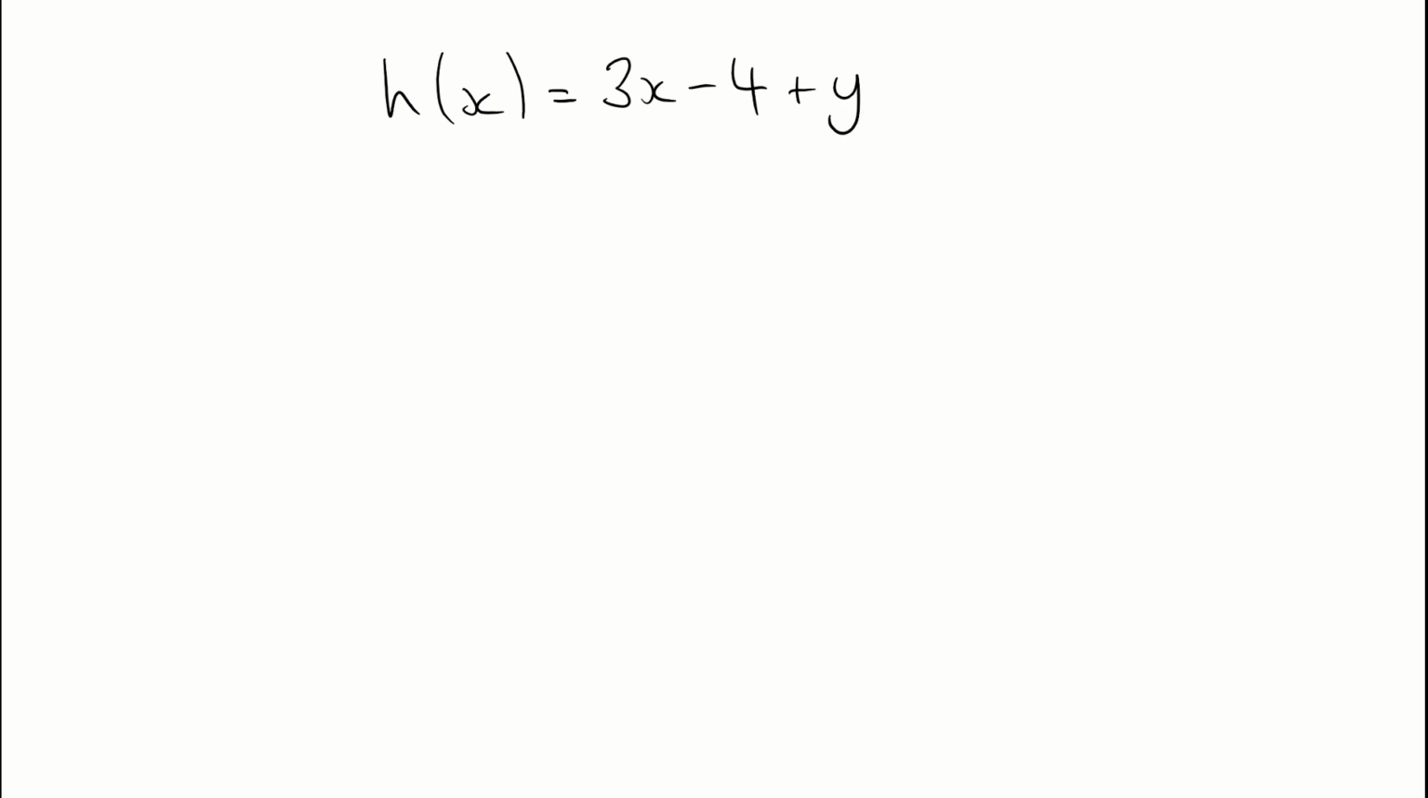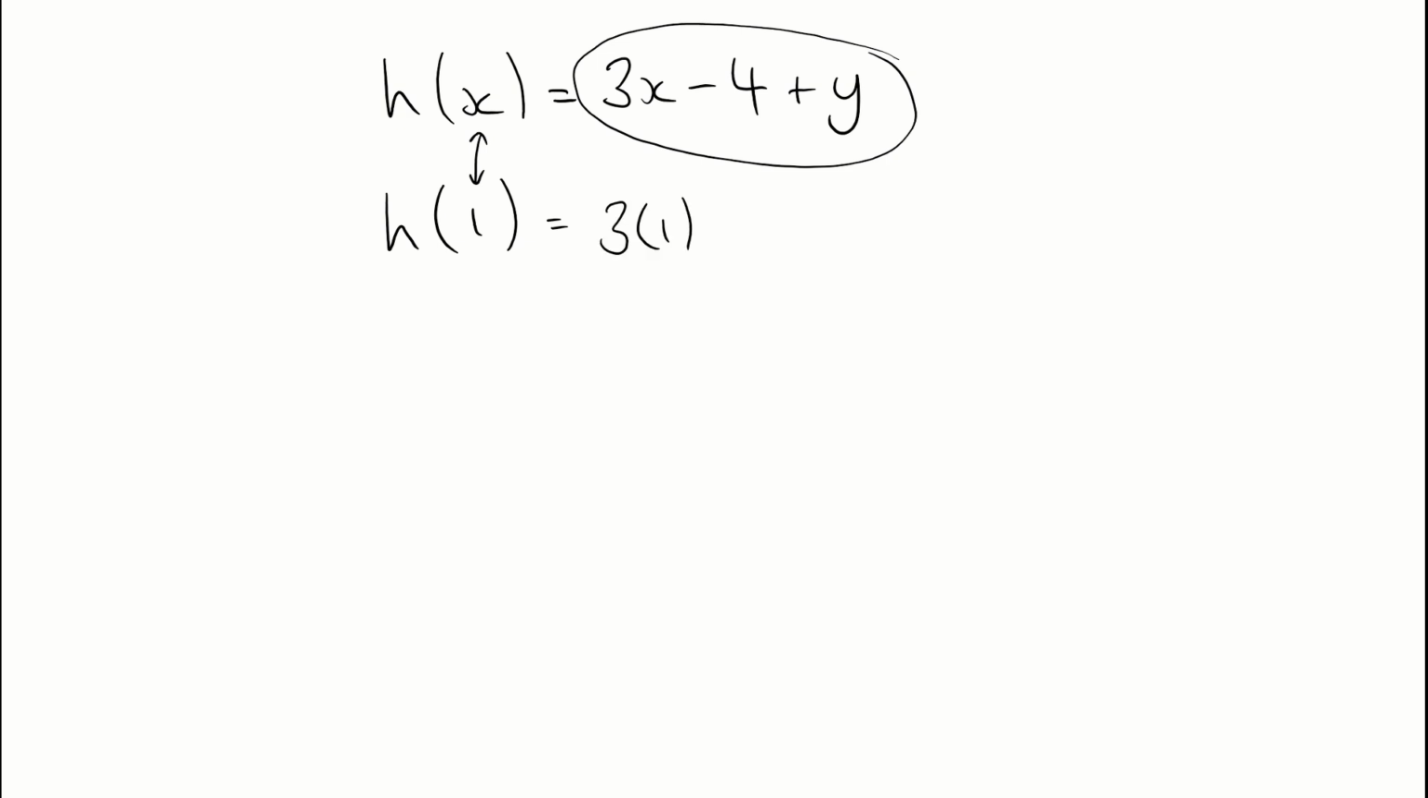Well, what would happen if I gave Harry's function the number 1? In this case, my X is 1, so everywhere I see an X over here, I have to put a 1 in. So I get 3 lots of 1, subtract 4, plus Y. I can't put a 1 into this Y because 1 is only for X's. Harry's machine only takes X's. So I end up with 3 minus 4, which is -1, plus Y, and we might like to write that as Y minus 1, and that would be the answer to that question.